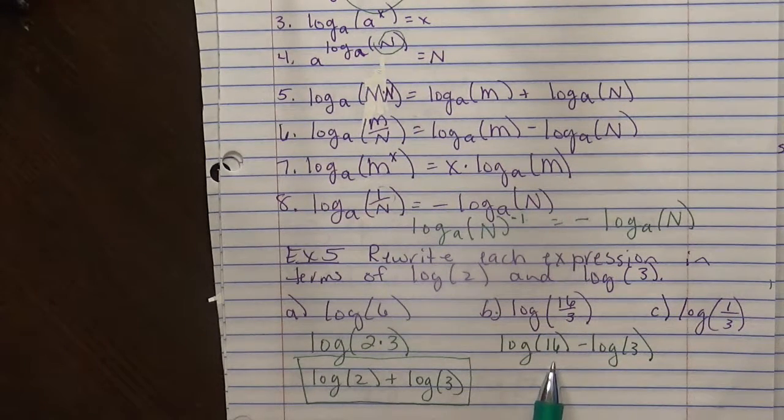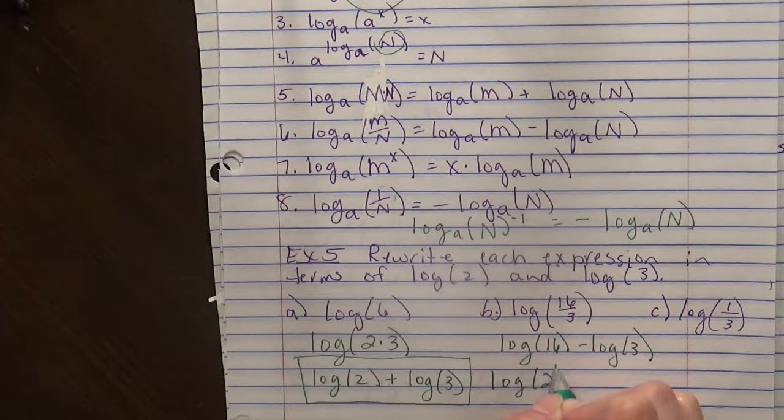16, what do we get if we factor that? If we do a factor tree for 16 and break it all the way down, that's going to give us 2 to the 4th power. So I've got the log of 2 to the 4th minus the log of 3. And I'm almost there. I have to write it in terms of log of 2 and log of 3. So let's take this exponent, bring it to the front, and it becomes 4 times log 2 minus log 3.